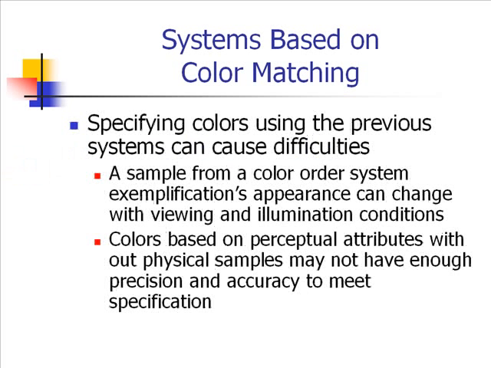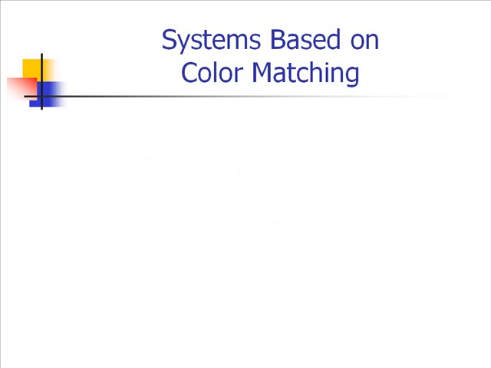So specifying colors using the previous systems can cause difficulty. The sample from a color order system exemplification appearance can change with viewing and illuminating conditions, so it may not always appear the same. Colors based on perceptual attributes without physical samples may not have enough precision and accuracy to meet specifications, so we can't really use them for describing the colors that we want to make.